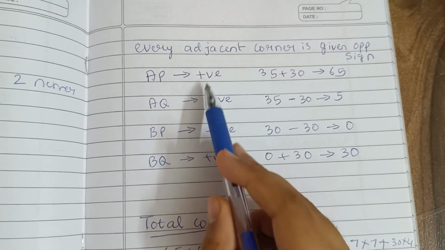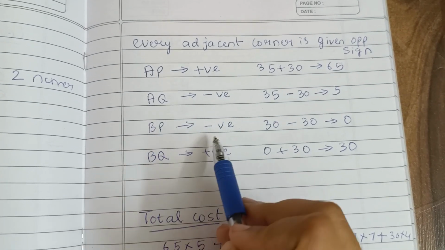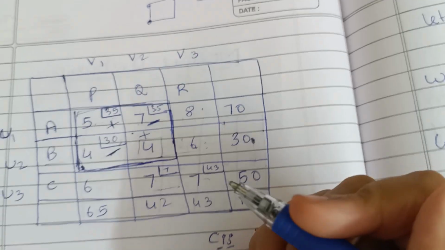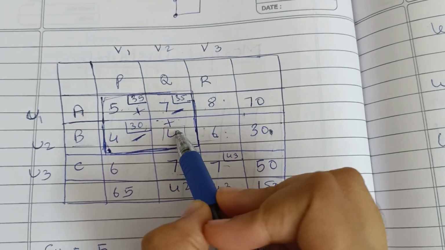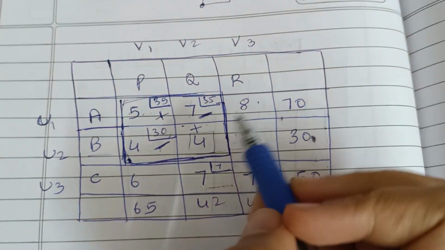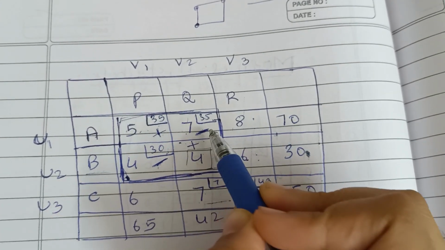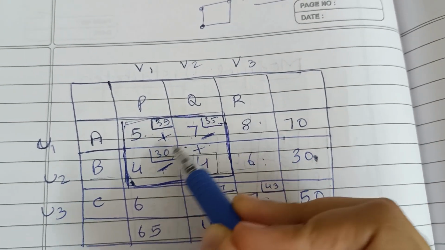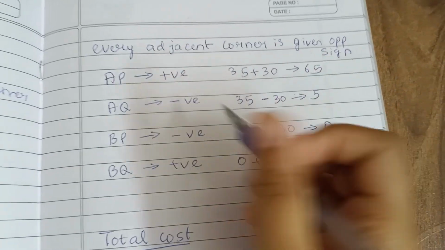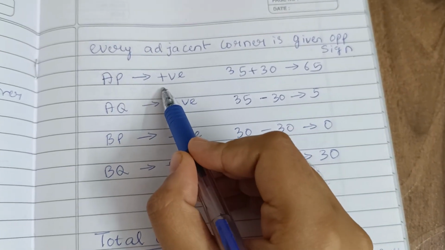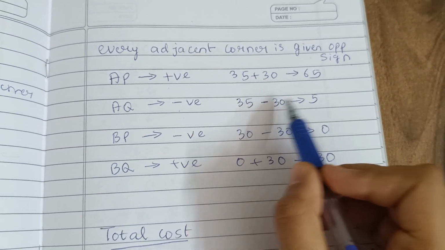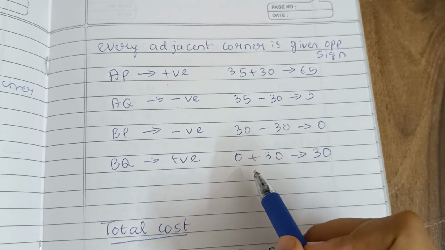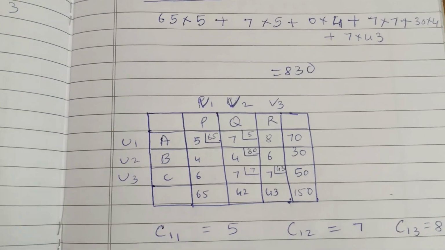So every adjacent corner is given the opposite sign. AP becomes positive, AQ becomes negative, BP becomes negative, BQ becomes positive. In this table, AP becomes positive, this will be negative, this will be positive, this will be negative. Select the negative signs and choose the least allocated. Here the least allocated is 30. Now 30 is added to the positive and subtracted from the negative. So 35 plus 30 is 65, 35 minus 30 is 5, 30 minus 30 is 0, 0 plus 30 is 30. This will be our final table.